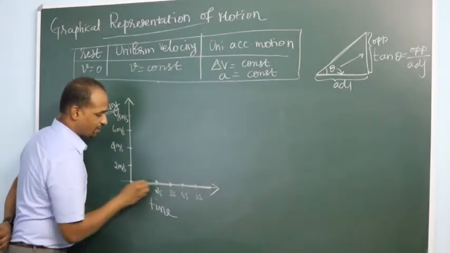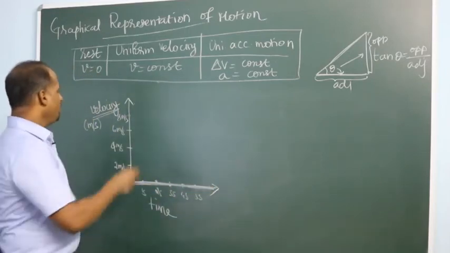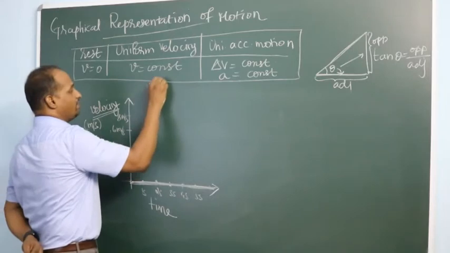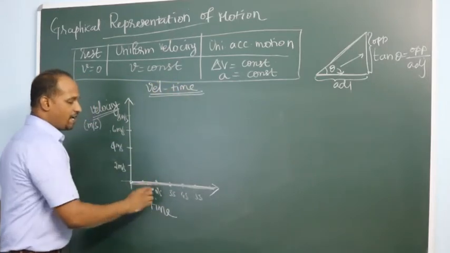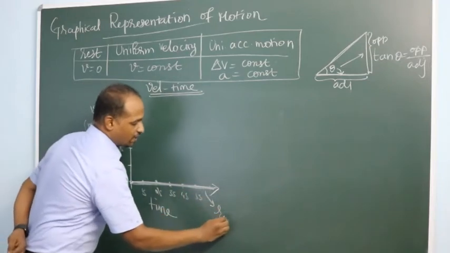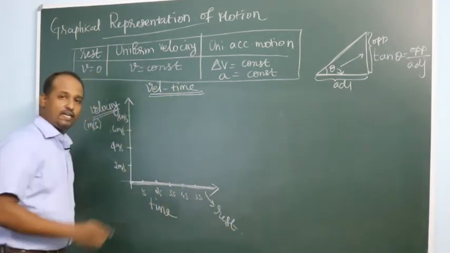So if an object is at rest, the graph is on the time axis. In the velocity time graph, if an object is at rest, the graph is on the time axis, because in the x-axis we have taken time.